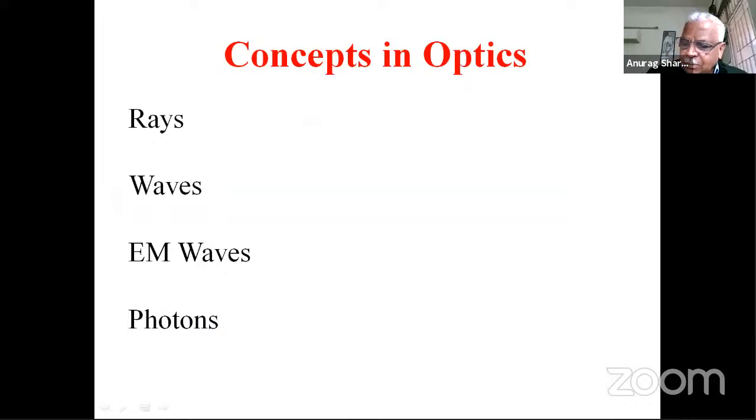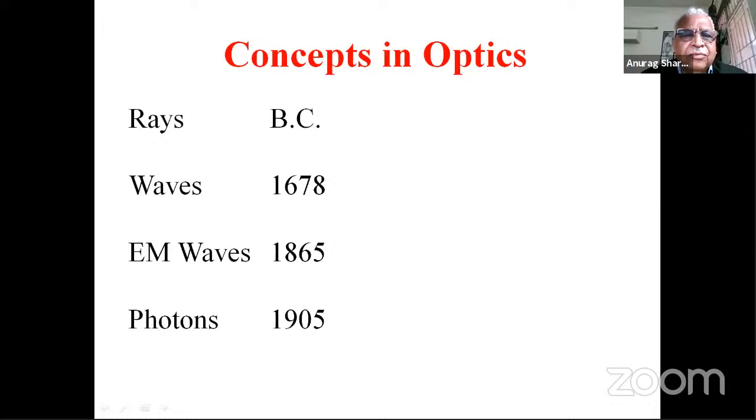So what are the basic things that we have in optics? Of course, you start with rays when you talk about geometric optics. Then the waves were developed. Then the waves were identified as electromagnetic waves, and finally came the photons. And each of these happened at different times. Rays were known from time immemorial, from Greek times and so on. Waves were first postulated in 1678, and EM waves in 1865, and photons in 1905.